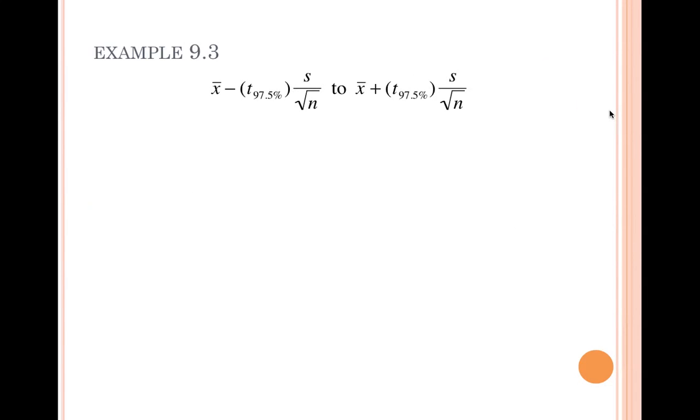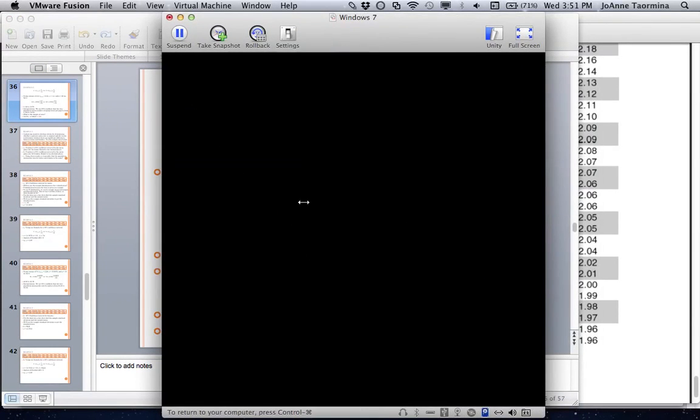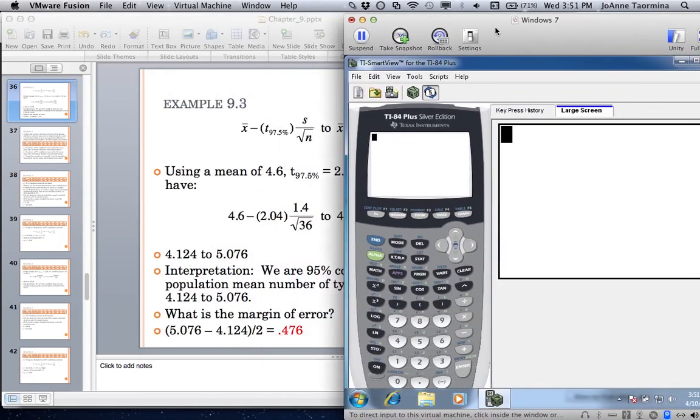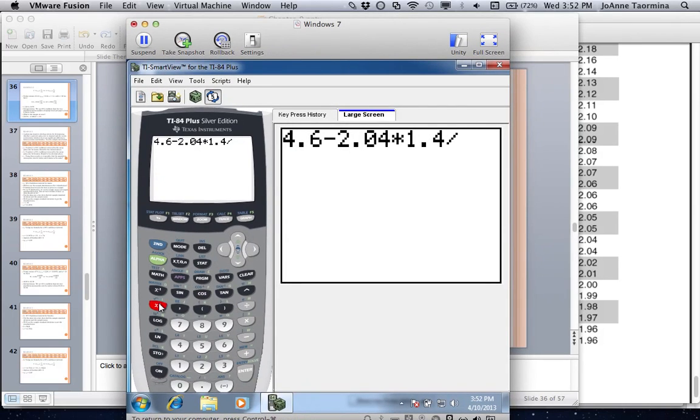And if we go to the formula now, and we plug in the values that we know, the mean is 4.6, we use a t-score of 2.04, standard deviation of 1.4, and the n is 36. Plug that into your calculator. I'm going to do it too. So we have 4.6 minus 2.04 multiplied by 1.4 divided by the square root of 36. Now you may realize that the multiplication is not something that's in my PowerPoint presentation, but it is going to be required when you use the calculator. So your lower limit, 4.124.